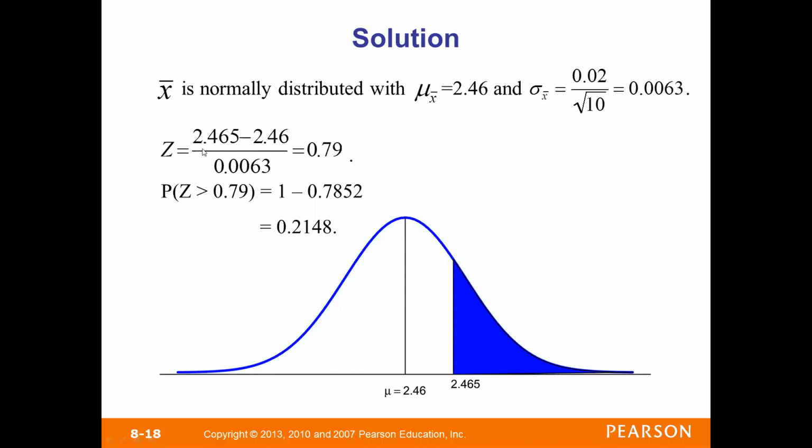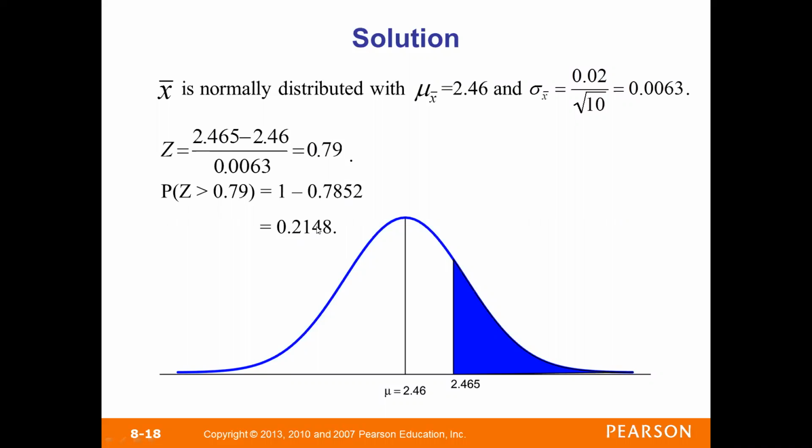So we end up converting the x bar value of 2.465 to a z-score by subtracting away the mean and dividing by the standard deviation of the sampling distribution, giving me 0.79. Now I want the probability that z is bigger than 0.79. That's the area to the right of 2.465, which is the opposite of the area to the left. Looking up in our table, the probability of being less than 0.79 is 0.7852. I take that away from 1, and I get 0.2148.